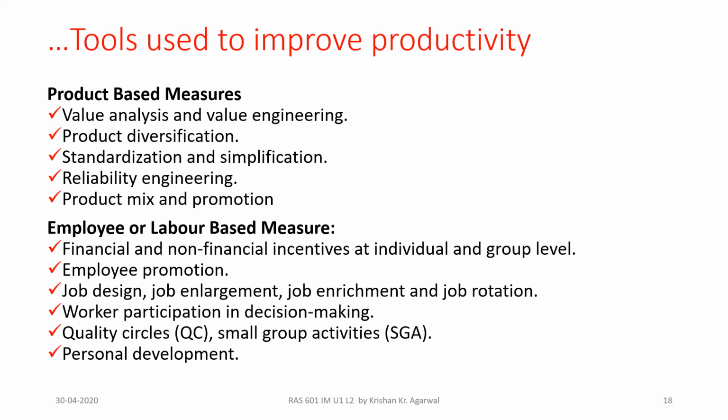Further, we can see that some product-based as well as employee-based measures can also be taken in order to improve productivity. There may be use of value analysis and value engineering, product diversification, standardization and simplification, reliability engineering, product mix and promotion, and the use of quality circles and small group activities are helpful in order to increase productivity.